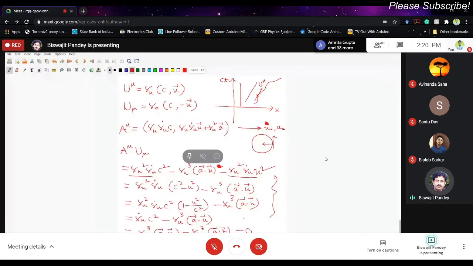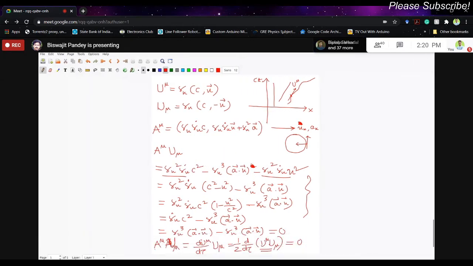This is saying that the four-velocity and four-acceleration are orthogonal to each other at each and every point of the world line, which is a bit counterintuitive. Why? Because you see, in a three-dimensional world, when the particle is moving along a straight line, the velocity and acceleration are collinear, right? They cannot be orthogonal.